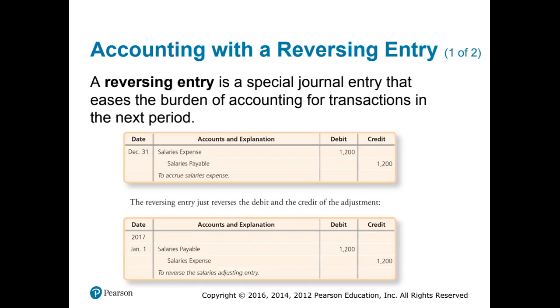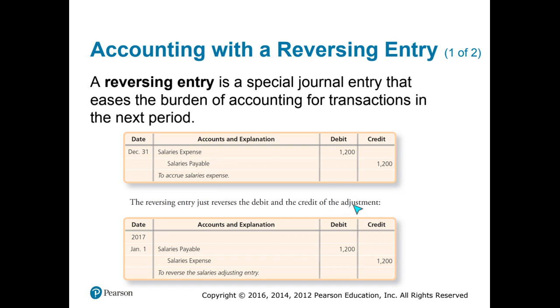So a reversing entry is a special journal entry that eases the burden of accounting for transactions in the next period. So here we have a debit for salaries expense on December 31st and a credit to salaries payable. So we're accruing salaries expense. We owe the money as of December 31st, but we are not paying it. So we're putting it in our payable account. Then on January 1st, we need to go in and reverse that entry. So the reversing entry just reverses the debit and the credit of the adjustment.